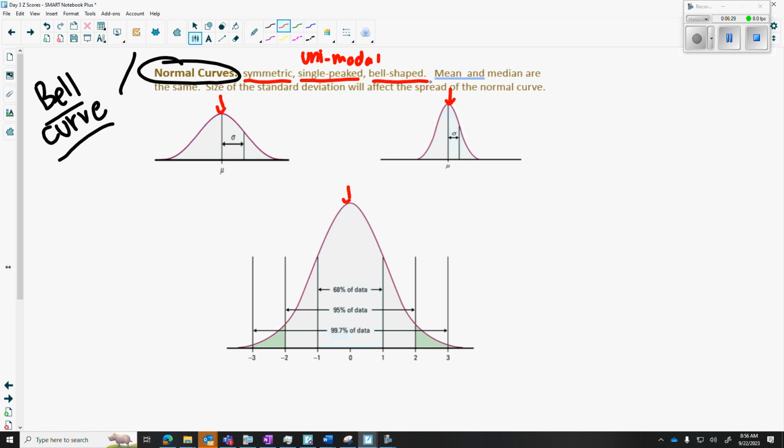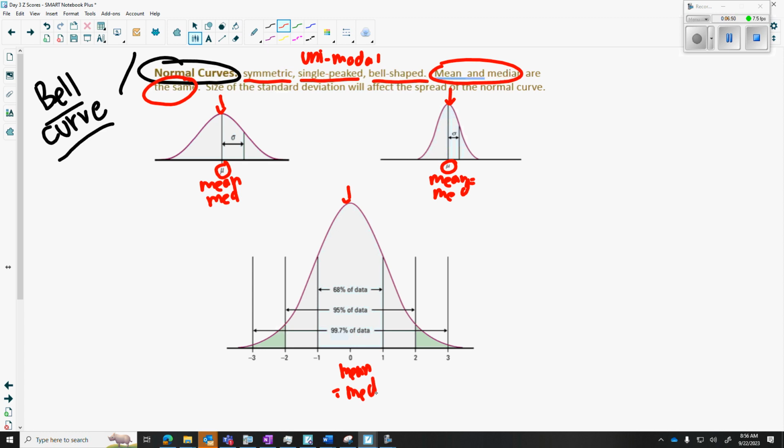Now, because it is symmetric, the mean and the median are equal to each other, and they're both located in the center. So this is the symbol mu for mean, but also the median is going to be located here as well. Mean equals median because they're in the center.